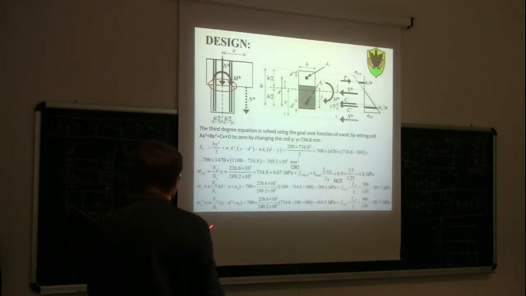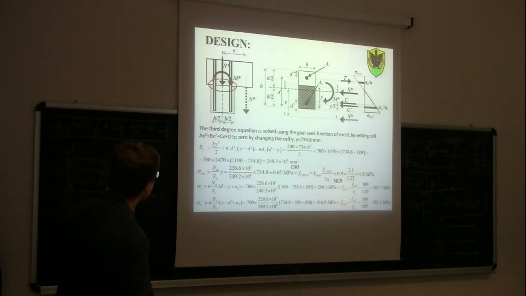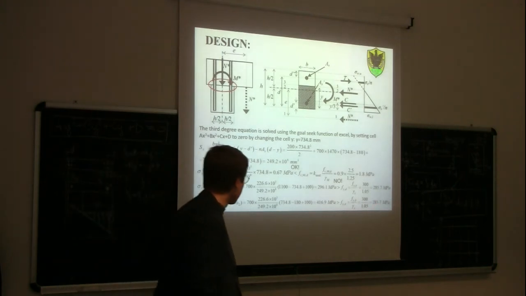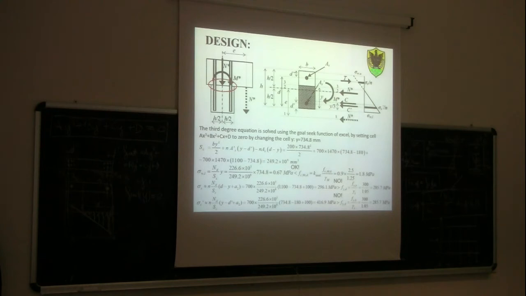In compression is even worse. If you see in compression, we get 416.9 megapascal, which is by far larger than 285.7. So this first design is not okay. It's not okay because the wood would be okay, but we would get some failure in the rods, particularly in the compression rods.